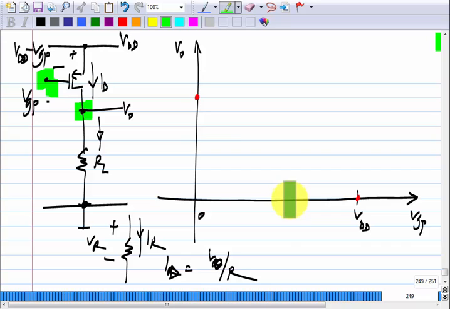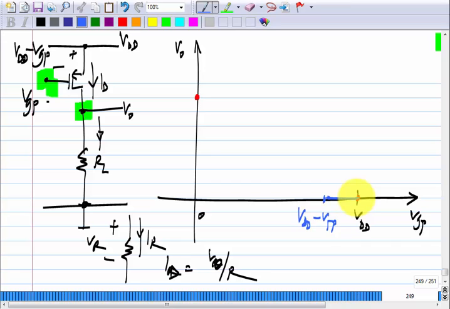It remains 0 until, yeah, so it will remain 0 because if it is at VDD, the transistor is off. If it is slightly below VDD, it is still off, up to the point VDD minus VTP. So the characteristic will look like that, okay.